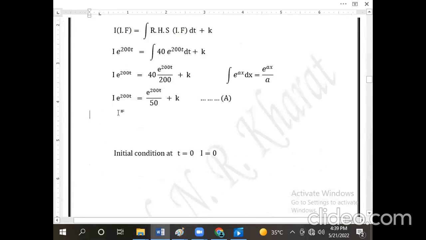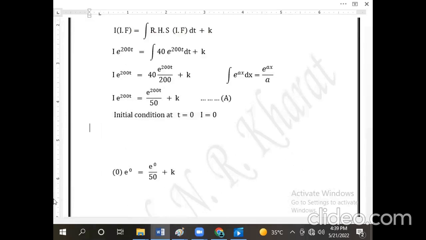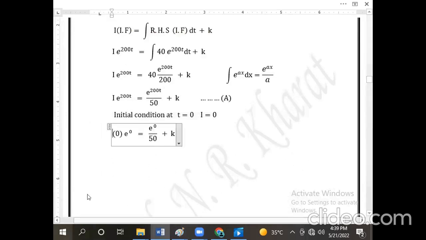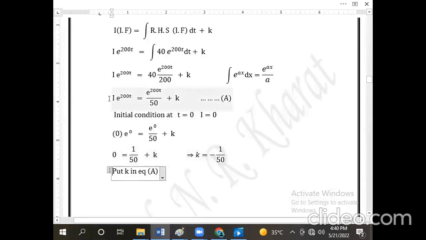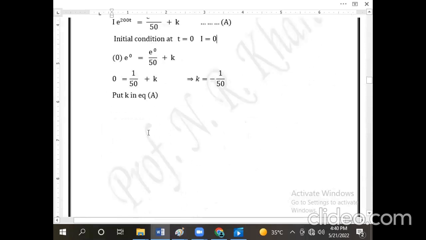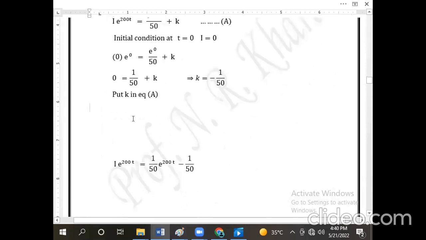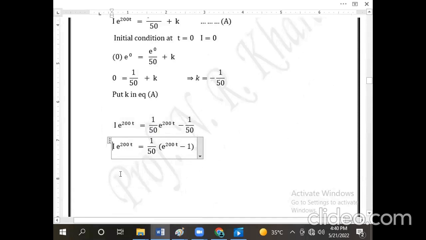Then we have to use the initial condition at t equal to 0, I equal to 0. So the value of your k is minus 1/5, and we have to replace the value of k in equation A. So equation A becomes I e raised to 200t equals 1/5 e raised to 200t minus 1/5. From that we take common 1/5. So this is the equation of the current.